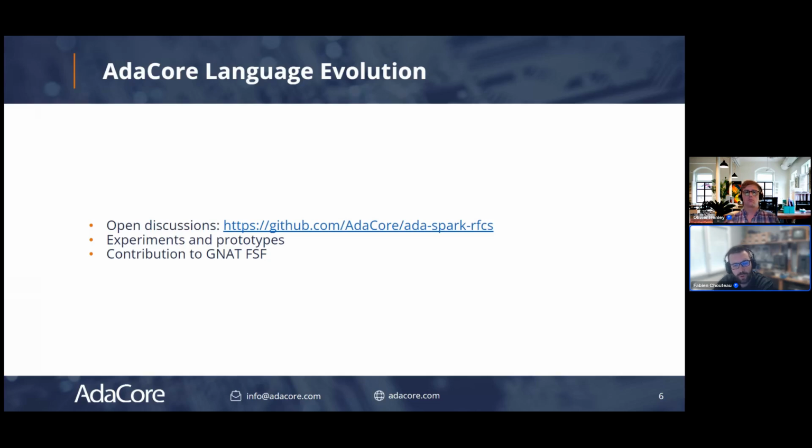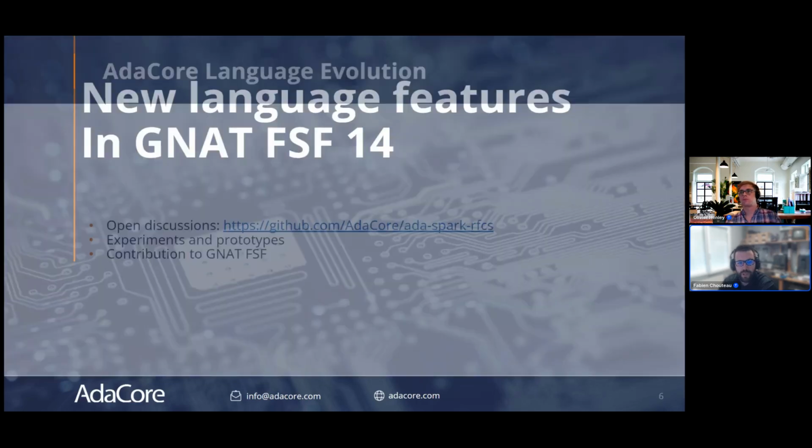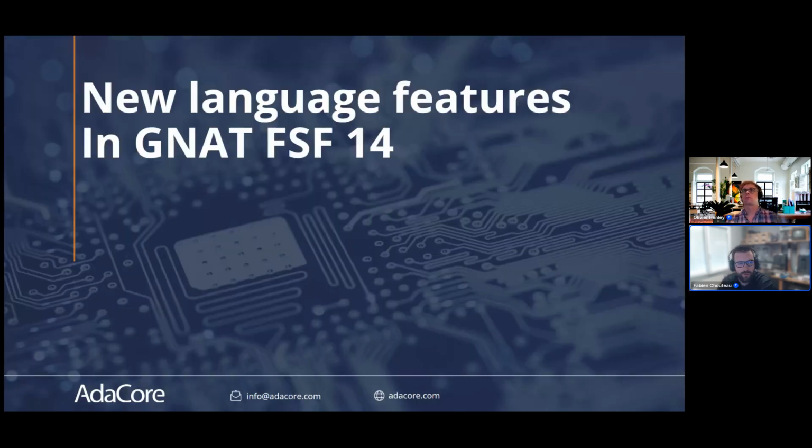We also, after that, when we decide that a proposal is good enough, go into an experiments and prototype phase, where we try to implement this feature in GNAT, and the code is contributed to GNAT FSF. And so today I will have a quick look at the new features that are available in GNAT FSF 14 that you can use right now and try.